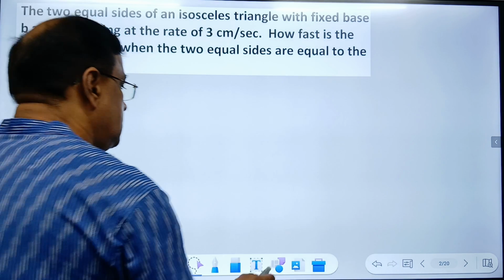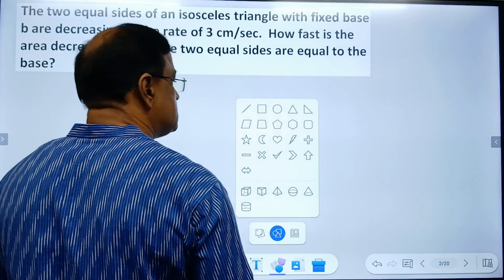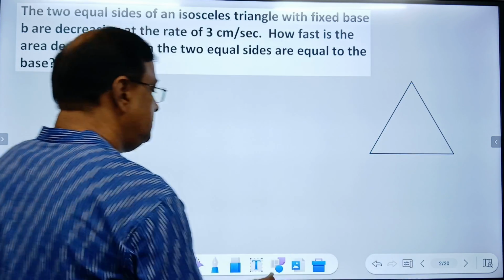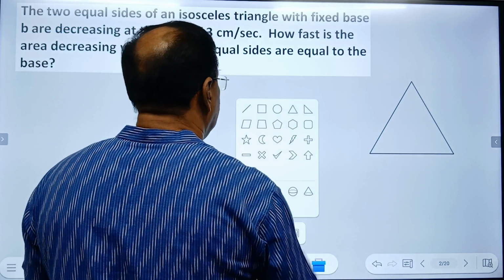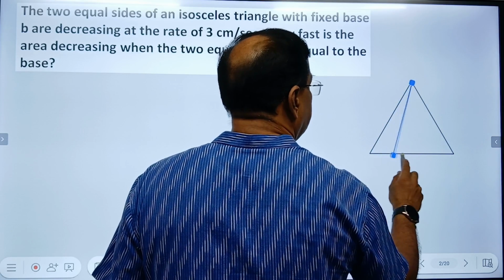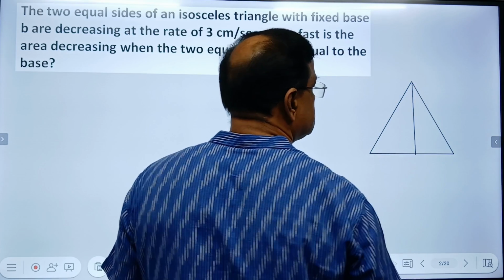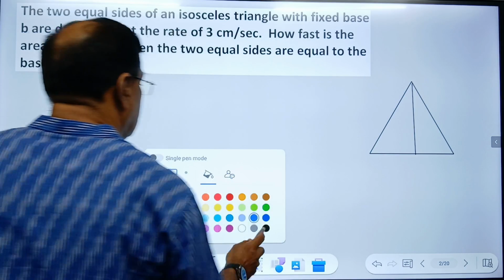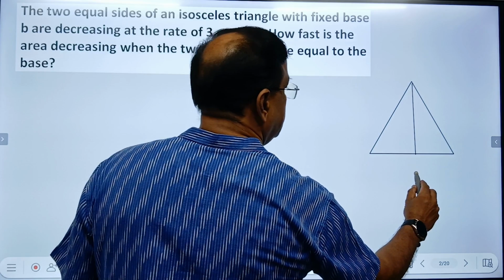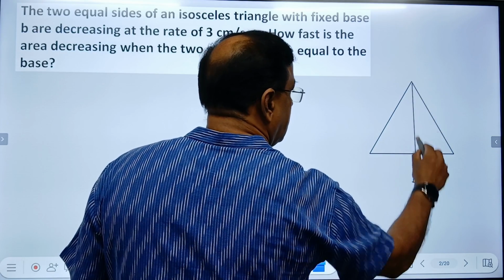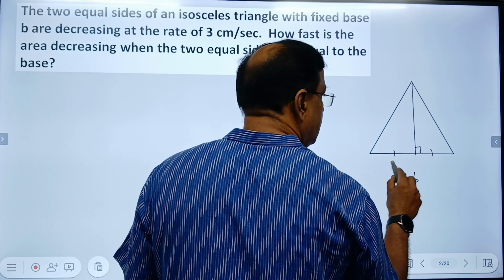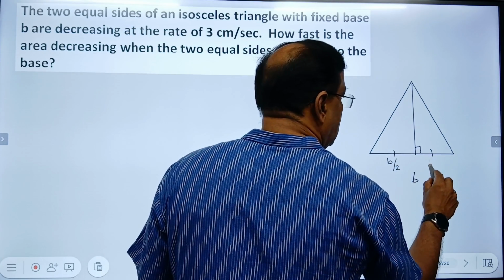So let's first draw the isosceles triangle. I just want you to assume that it is a right isosceles triangle, and I will draw the perpendicular also. You know the perpendicular divides the isosceles triangle into two equal halves. Now he says the two equal sides of an isosceles triangle with fixed base b. So the base is b. Since a perpendicular divides the isosceles triangle into two equal halves, this will be b by 2, this will also be b by 2.